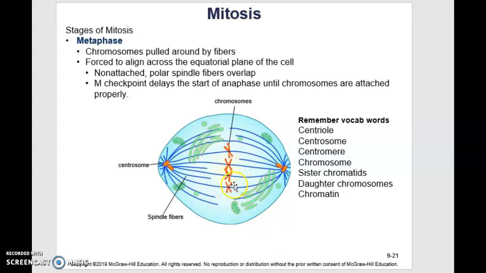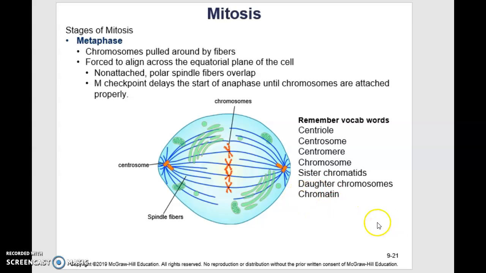A chromosome is going to be the condensed DNA, as you can see. Sister chromatids, each half of this X is going to be a sister chromatid. They're exact copies holding hands, like kids holding hands. When these come apart, which we don't have yet, eventually these sister chromatids will break apart. That's going to be our next slide. Then they're considered daughter chromosomes.